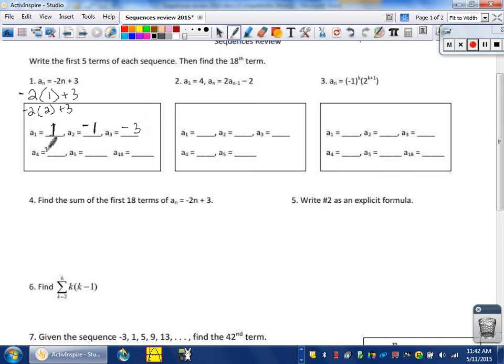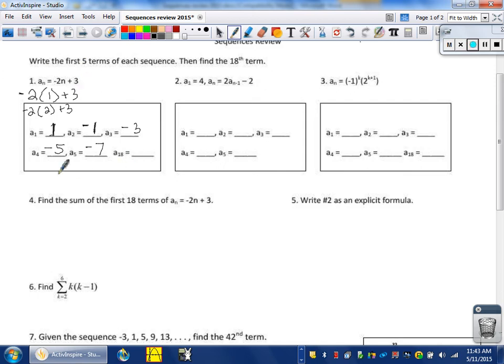The next one's going to be negative 5. Next one's going to be negative 7, because each term is 2 less than the term in front of it. The plus 3 just tells you where to start: negative 2 times 1 plus 3. Everything else is minus 2, minus 2, minus 2, minus 2, which makes this a nice arithmetic sequence.